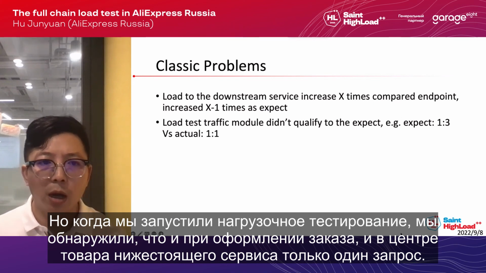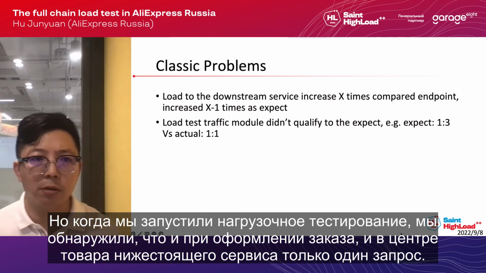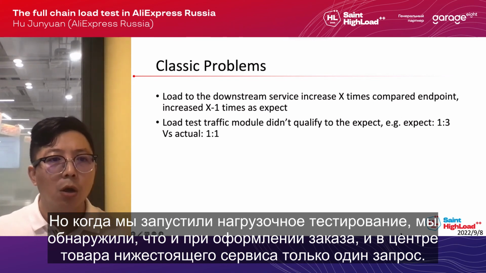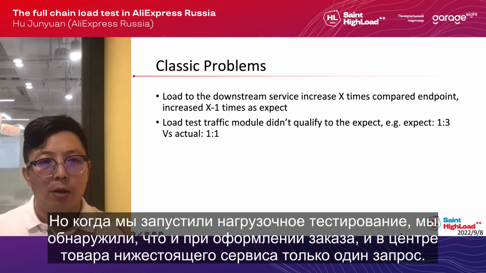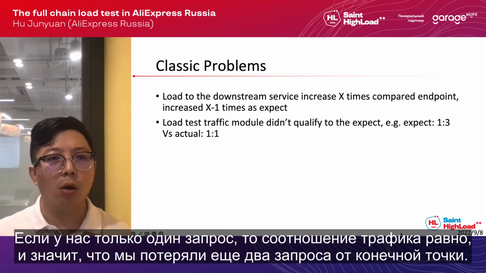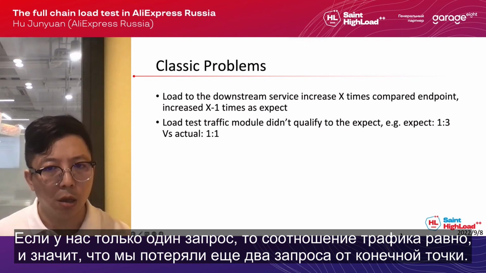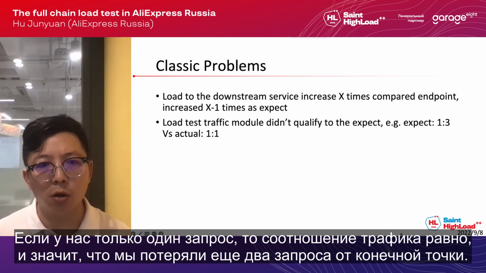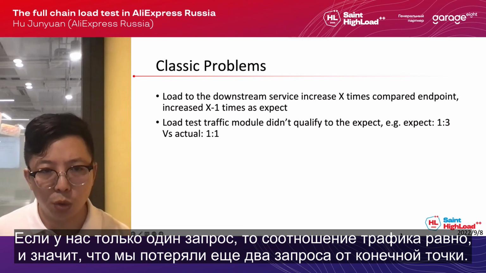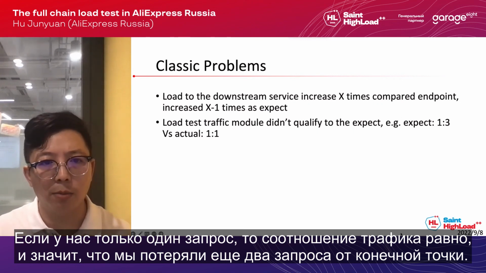But when we were running the load test, we found that there was only one request in the checkout, and in the downstream service item center there was also only one request. So the ratio was equal, and we had lost another two requests from the endpoint.